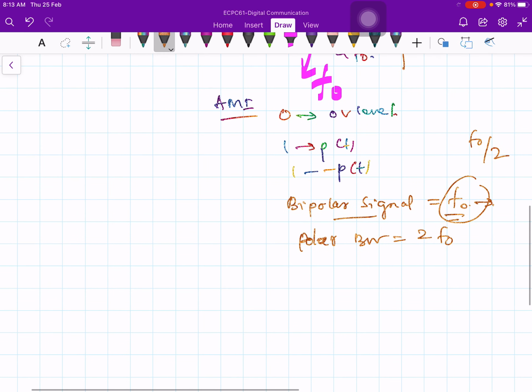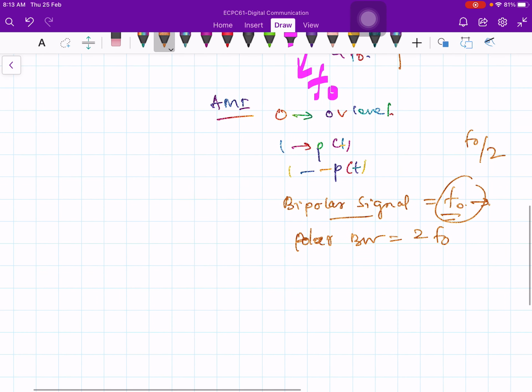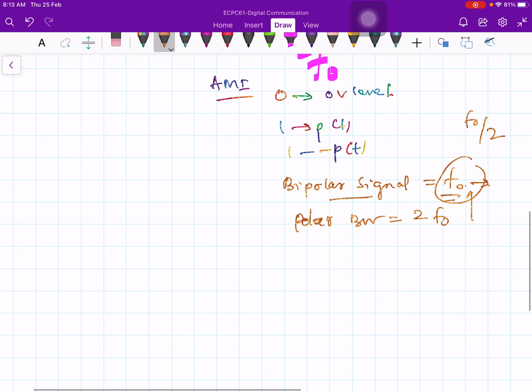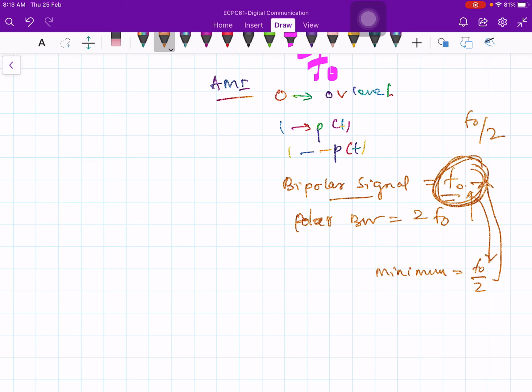This f naught is twice the theoretical minimum, and we will discuss what the theoretical minimum is. The theoretical minimum is f naught by 2. Now we would like to see whether we can improve this bandwidth f naught also. We think that f naught is still high. As I said, the minimum bandwidth one can use is f naught by 2, so this f naught is twice the minimum bandwidth.